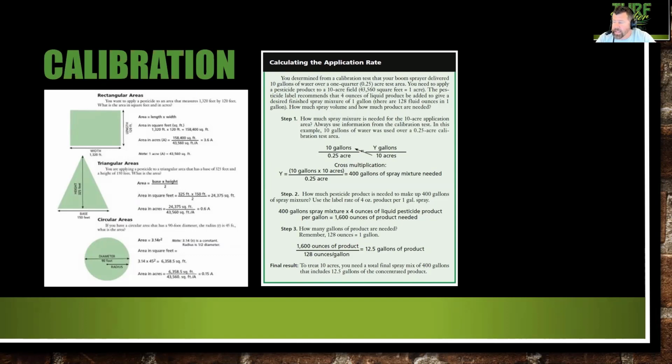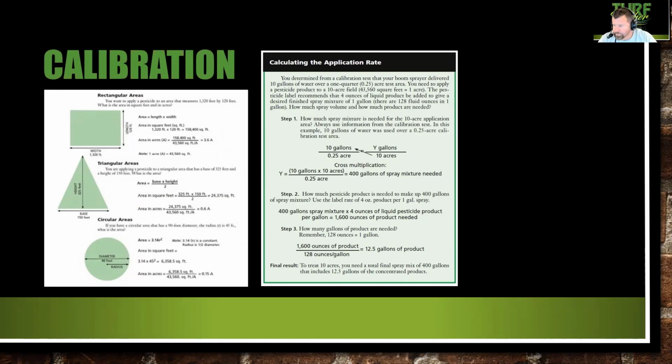You determine from a calibration test that your boom sprayer delivered 10 gallons of water over a 1/4 acre test area. You need to apply a pesticide product to a 10-acre field. We know that 43,560 square feet is in an acre. The pesticide label recommends that 4 ounces of liquid product be added to give a desired finished spray mixture of 1 gallon. There are 128 fluid ounces in a gallon. So how much spray volume and how much product is needed?